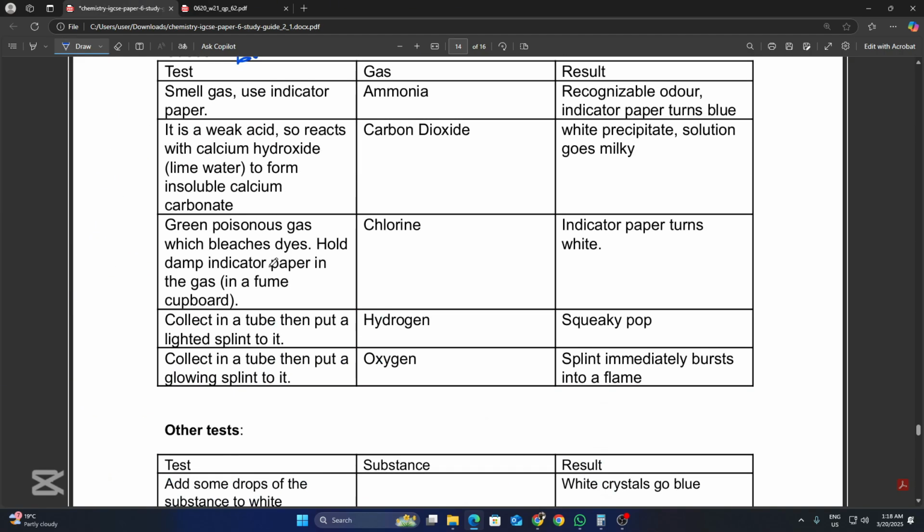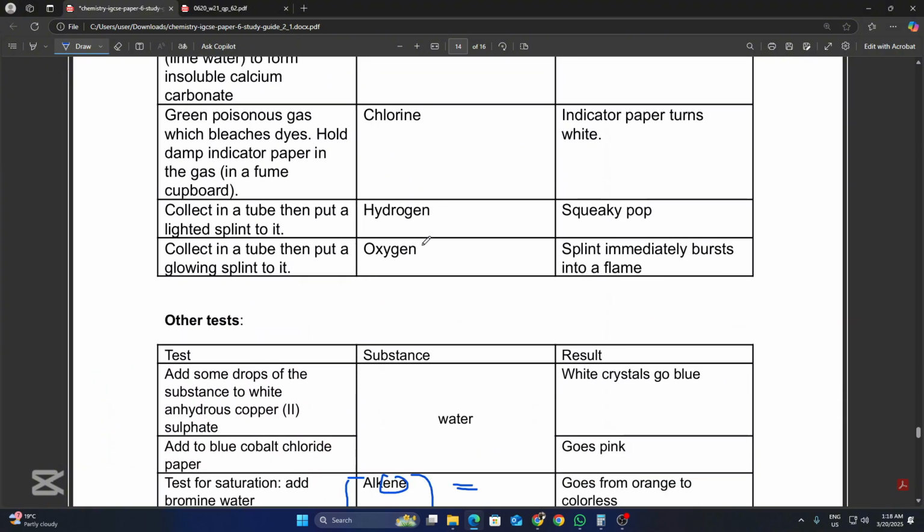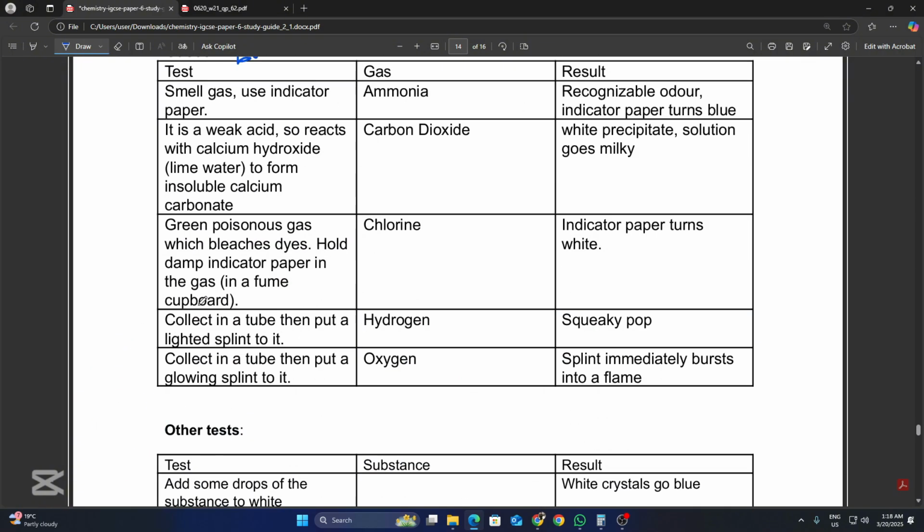Nothing will change. And by the way, there's one more test that you need to know for the exam: oxygen. If we have a splint, like a match, not lit but just glowing, oxygen will relight a glowing splint.